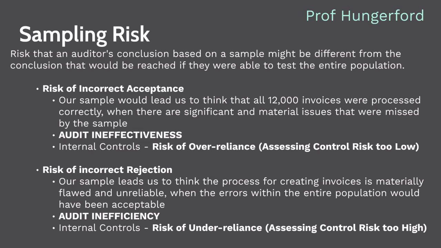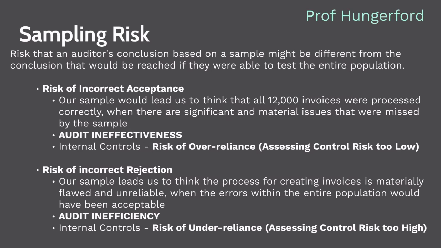So sampling risk, that an auditor's conclusion based on a sample might be different from the conclusion that would be reached if they were able to test the entire population. So the risk of an incorrect acceptance, right? Risk of incorrectly accepting your result or your evaluation of that sample. Our sample would lead us to think that all 12,000 invoices were processed correctly when there are significant material issues that were missed by our sample. That's also known as audit ineffectiveness.